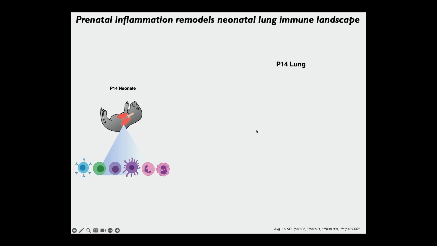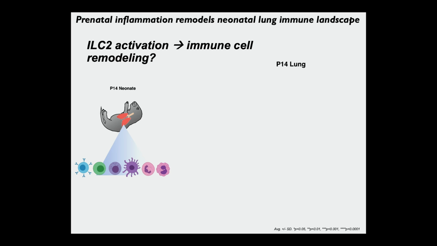Okay. So we next wanted to look at how prenatal inflammation remodels the lung immune landscape, and we were specifically interested in how a hyperactivated ILC2 phenotype that is pumping out IL-5 and IL-13 cytokines, which are meant to activate immune cells and recruit immune cells, ends up remodeling the lung.